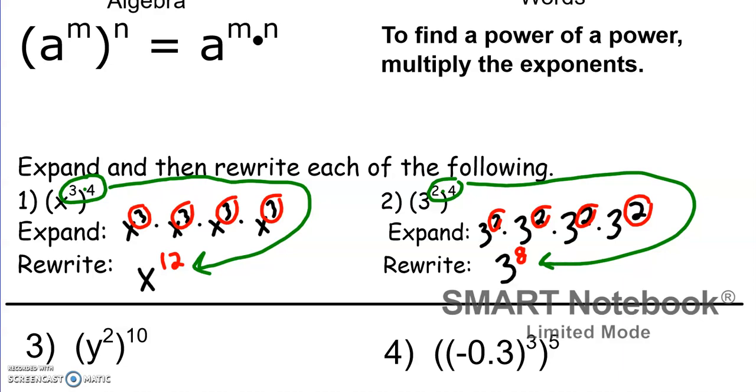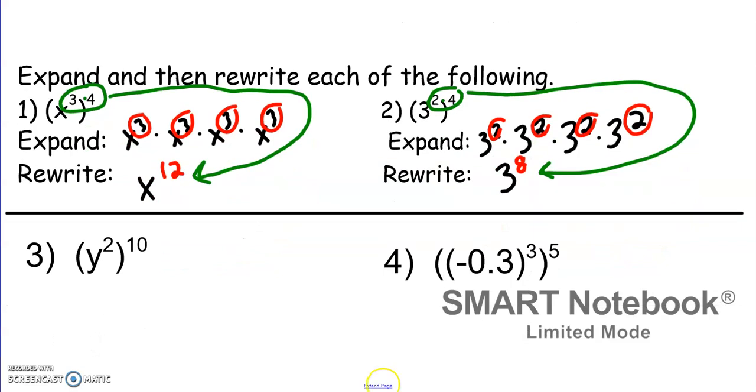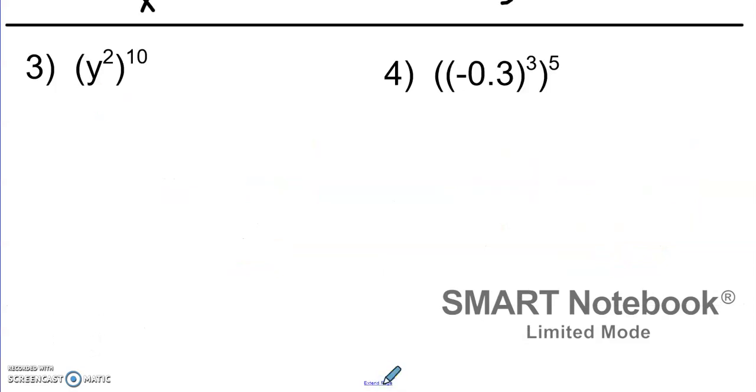All right, so you have 2 problems to work on your own. Numbers 3 and 4. Pause the video, try it out, and hit resume when you are ready to check your answer. If you're listening to my voice, that means you are ready to check your answer.